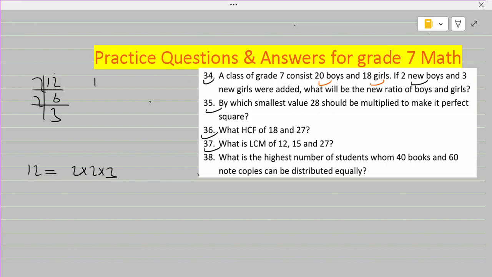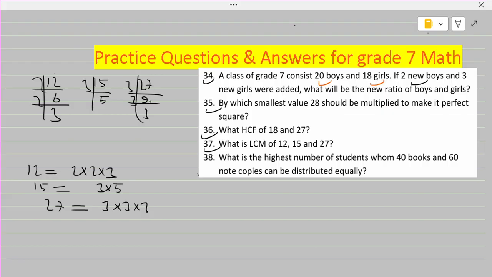Now I go with 15. So 15 is 3 into 5. So 15 I write as 3 into 5. And after that, 27 is there, is it? So 3 9s are 27 and 3 3s are 9. So here 27 is the product of 3 into 3 into 3, is it?